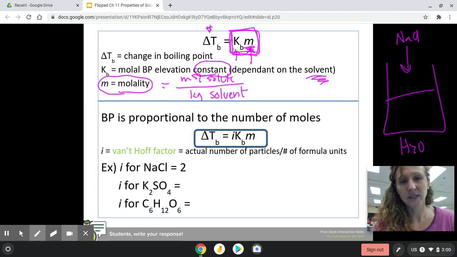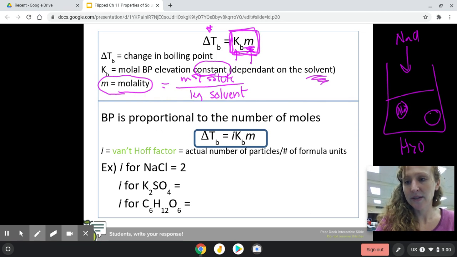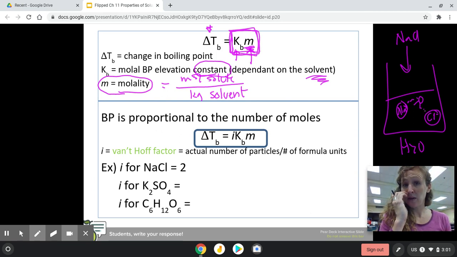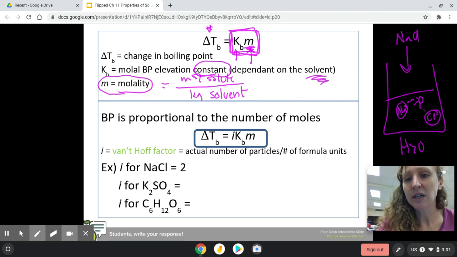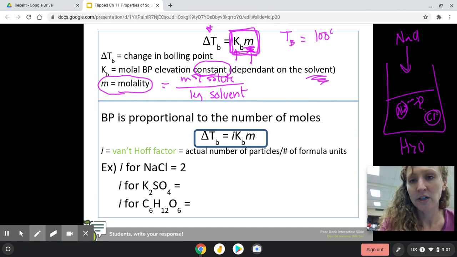Let's talk about table salt, right? We put in salt. So now we have these extra ions in here. We have these extra forces that are attracting our water, right? And it's making it harder for that water to escape from the liquid to the gas phase. And so more energy needs to be pumped in order to get the molecules moving even faster before that water can escape into the vapor phase. Okay, so initially the boiling point for water is 100 degrees Celsius.